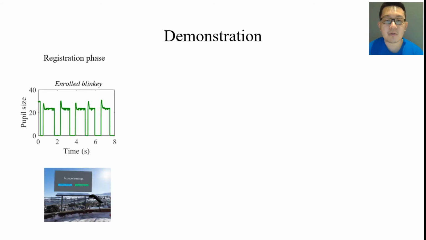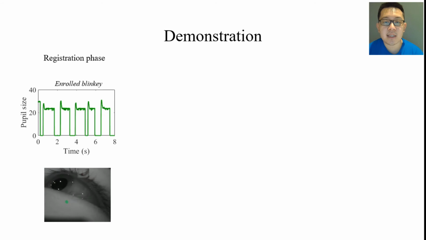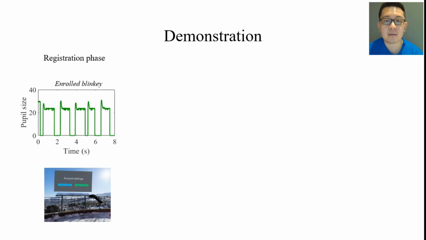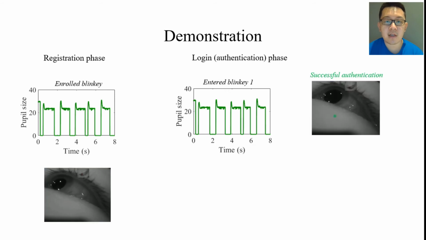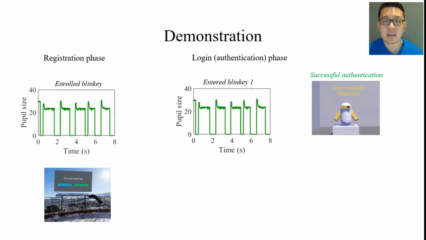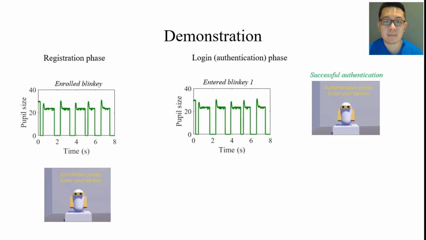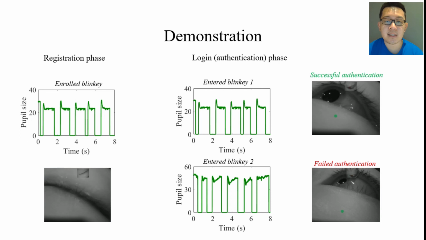Here we show the demos of the registration phase, in which the user enrolls the Blinkey several times. A successful login attempt, in which the entered Blinkey is considered the same as the enrolled one. And a failed attempt.